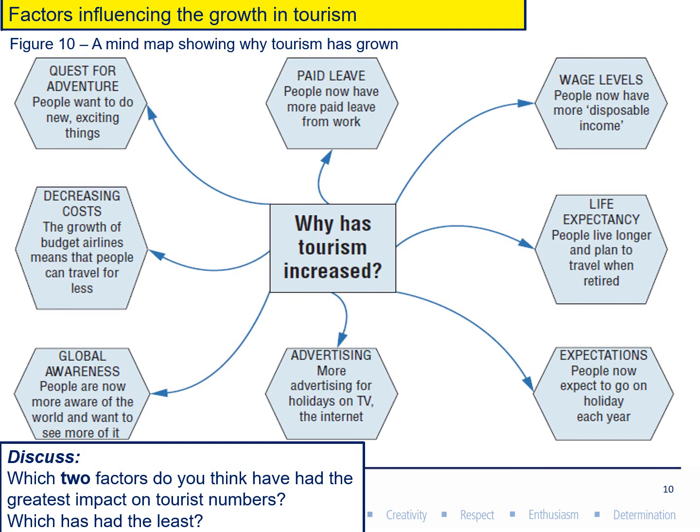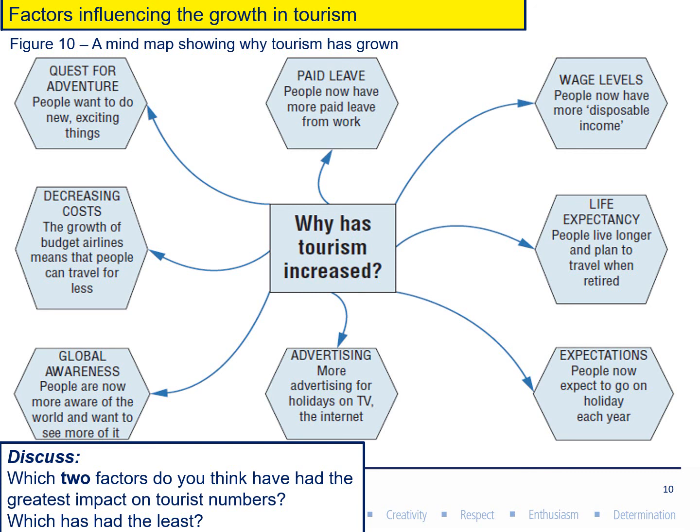Right, here we have got figure 10. Figure 10 shows reasons why tourism has increased over the years. So why are more and more and more people going on holiday? So if we have a look at each one, I'm not going to read them all out, I'm just going to use a couple. It will really tell you why people can go on holiday more today than they did in the past. So having a look, it says, which 2 factors do you think have had the greatest impact on tourist numbers, and which has had the least?